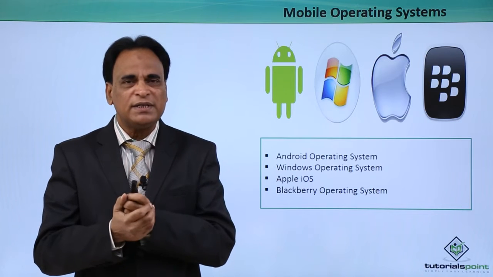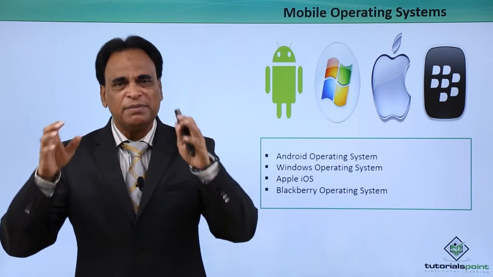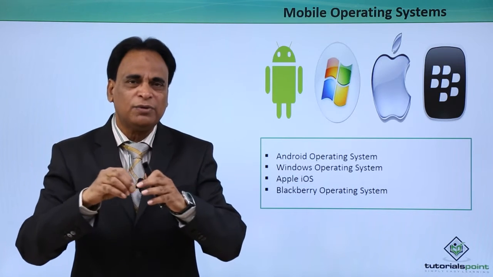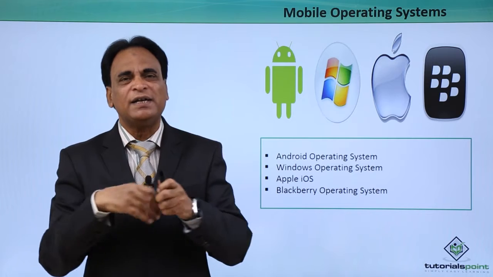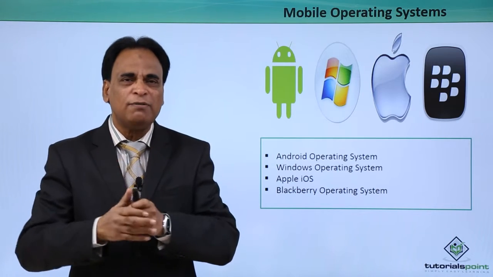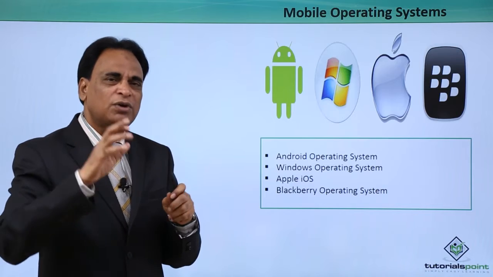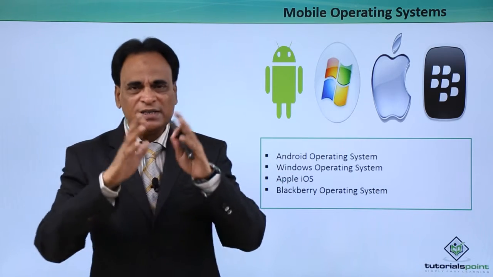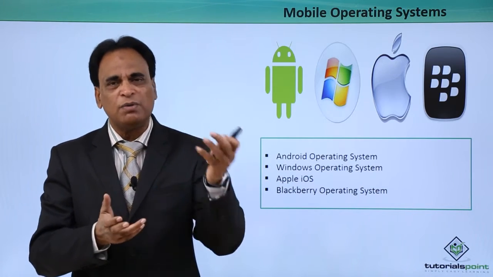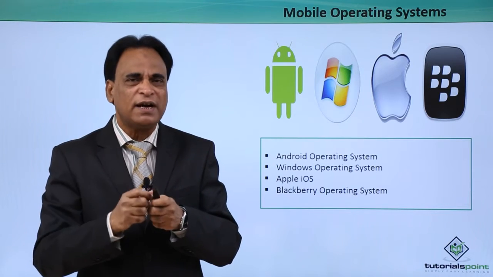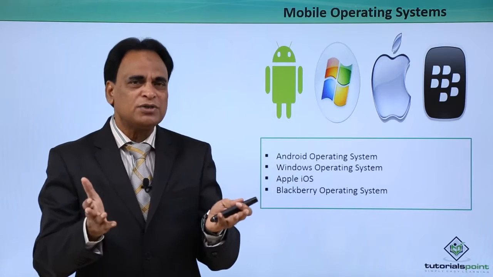Now, what is an operating system? The operating system is inbuilt software that is integrated in a smartphone and manages the entire resources of a mobile phone or a smartphone. Each of these phones has its own operating system. Android is an open source operating system owned by Google, and it runs on multiple smartphones and multiple devices, and it is open source.